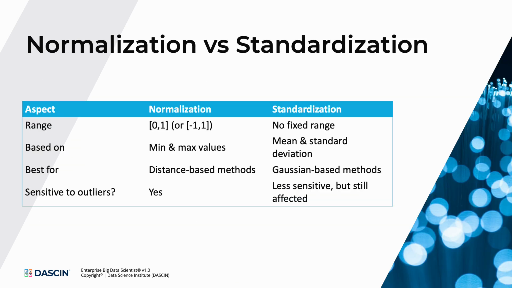Here's a side-by-side comparison. Normalization fixes values into a range, while standardization has no fixed range. Normalization depends on the minimum and maximum values in your dataset, while standardization depends on the mean and standard deviation. Normalization is generally better for distance-based algorithms, while standardization works better with Gaussian-based algorithms. One important caveat: normalization is highly sensitive to outliers, while standardization is less so, though still not completely immune.